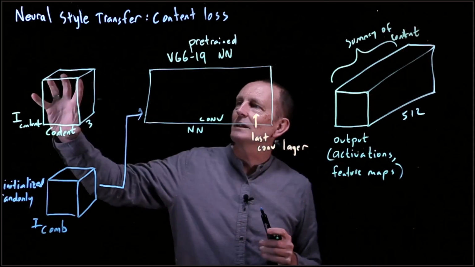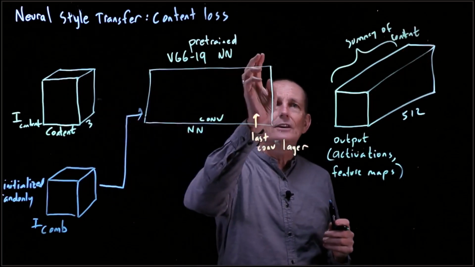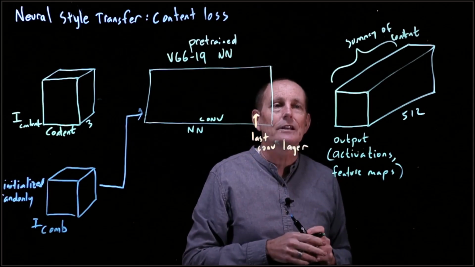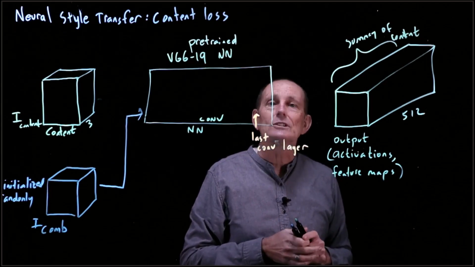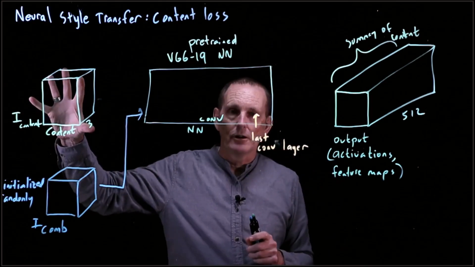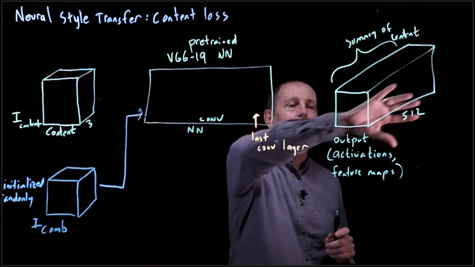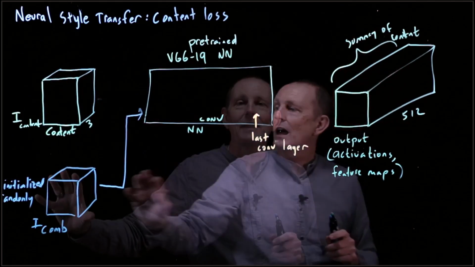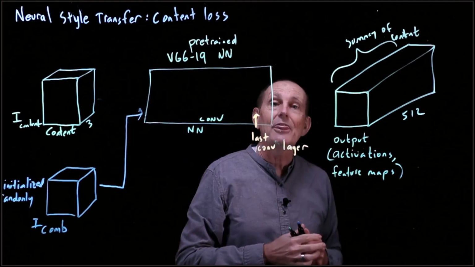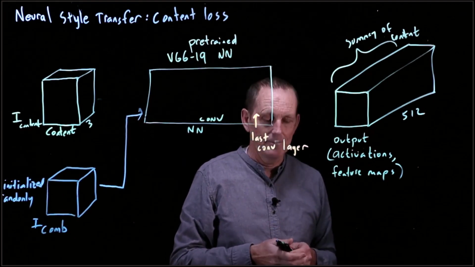The theory is if you feed a picture in here, and then you pull out these activations at the last or one of the last convolutional layers, that it is a summary of what's going on in that picture. And what we can do is we can feed in our original content image and capture these activations. And then we can feed in our combination image and also get the activations. And those will be what we do a mean squared error on.